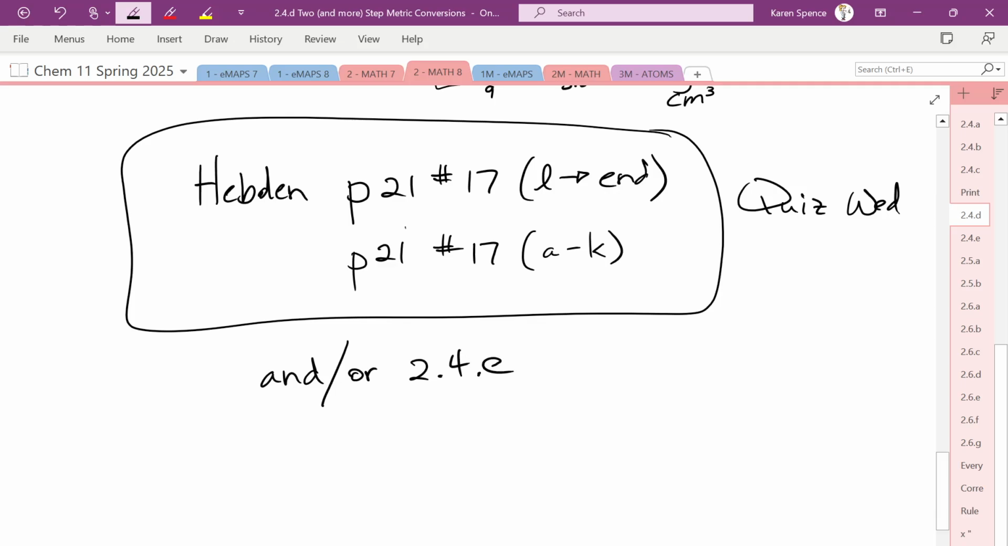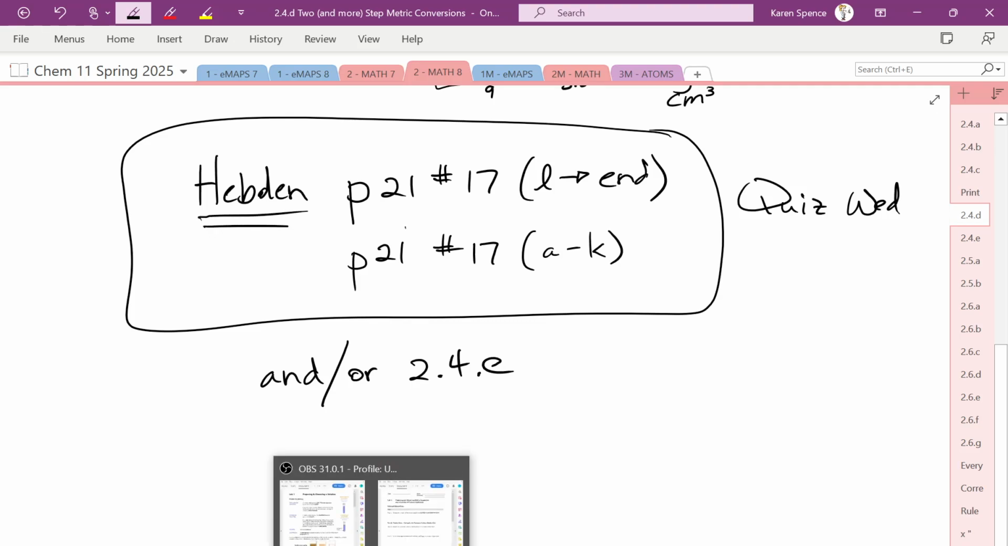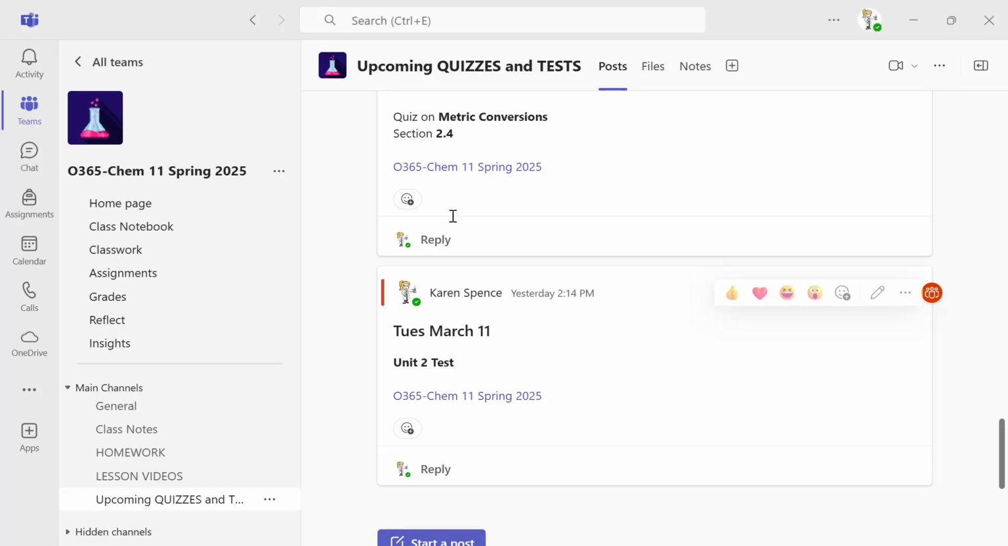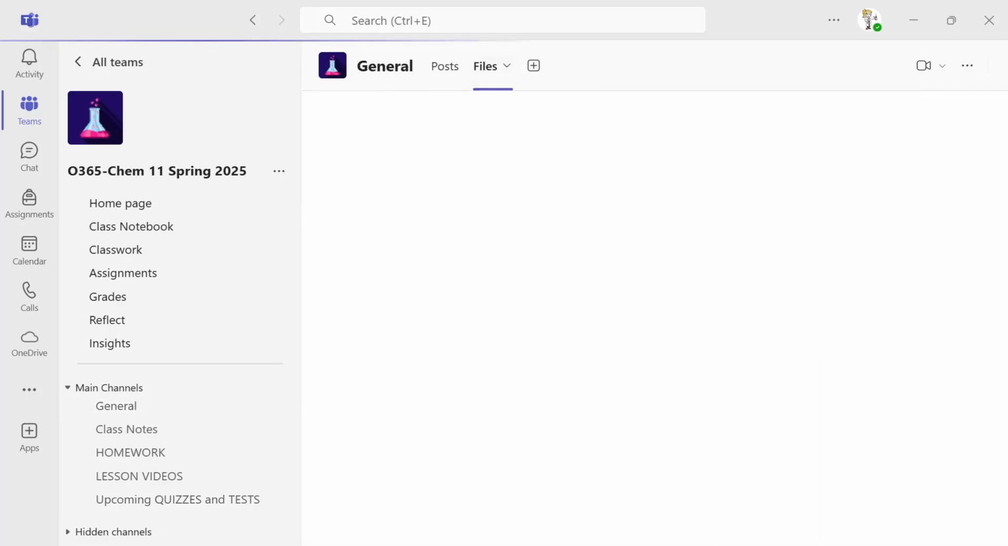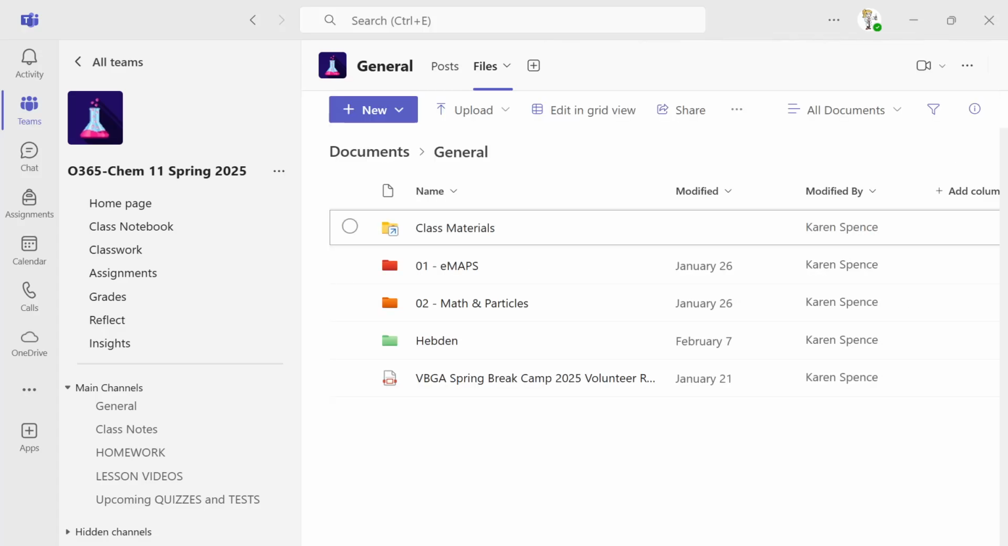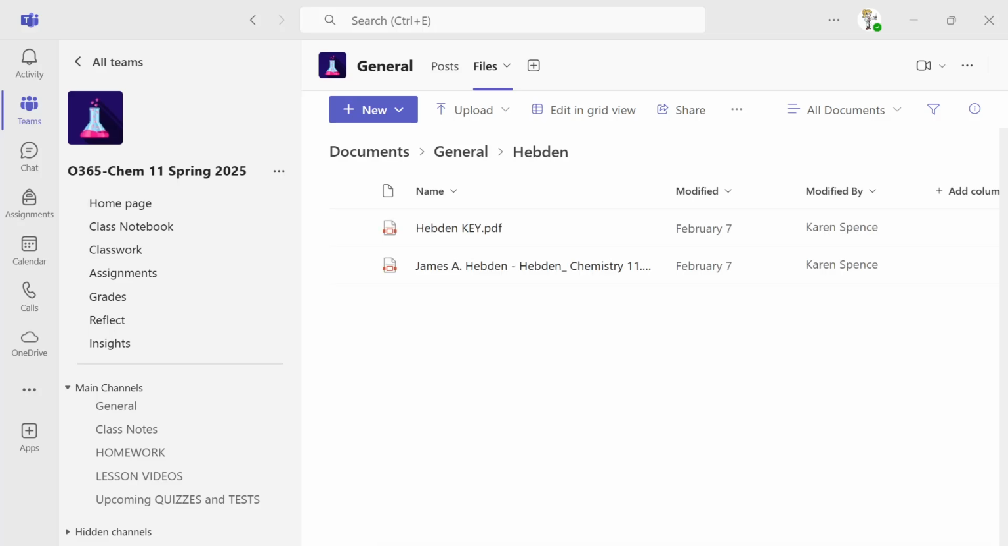2.4E. Yes? Is it page 21? Yeah, page 21 in Hebden. So that's on our Teams. We go to General and we go to Files, or you sign out a book. James Hebden was a chemistry teacher from Kamloops, and he wrote a book. And here it is. You go to Hebden, and then it's in there. Or you can sign out a book. I think so, but I don't know for sure.